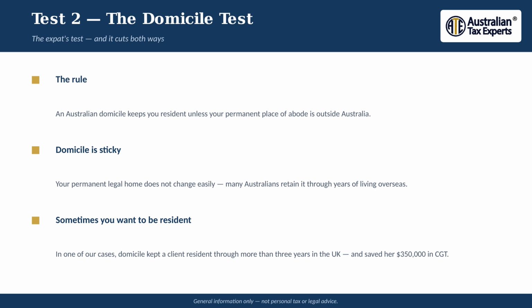That makes this the expat's test. The Australian working abroad on rolling contracts, with no single permanent home overseas, often remains an Australian tax resident without realizing it. But here is the twist. That outcome is not always bad. Sometimes, as you are about to see, remaining a resident is exactly what you want.